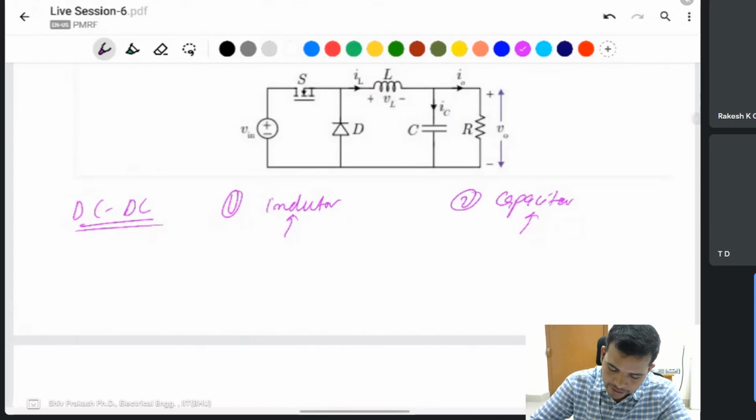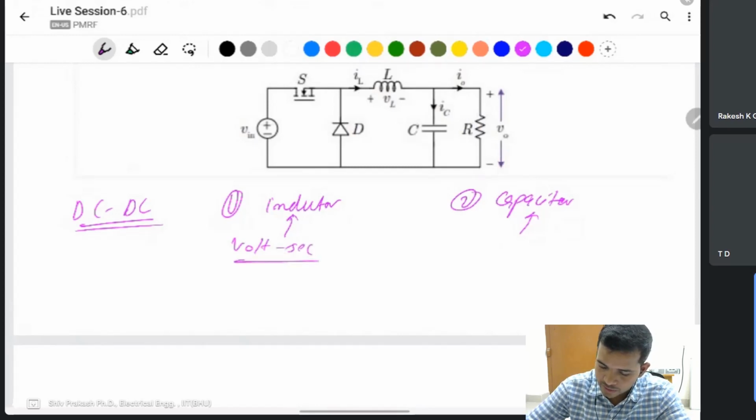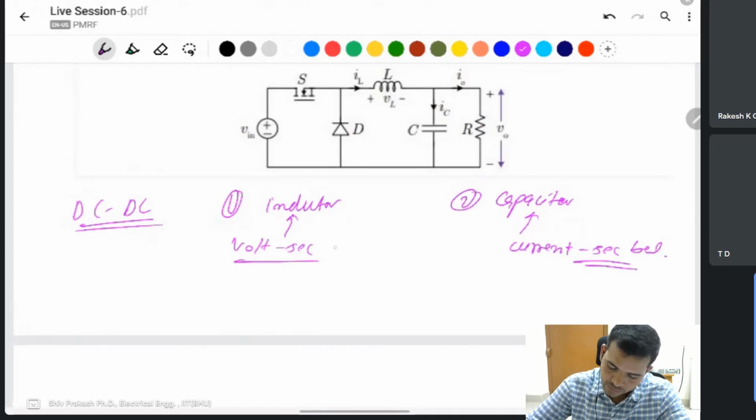It means in an inductor, we have volt-second balance, and in a capacitor, charge balance. Charge balance is dq by dt, from the current-second balance. This should balance.